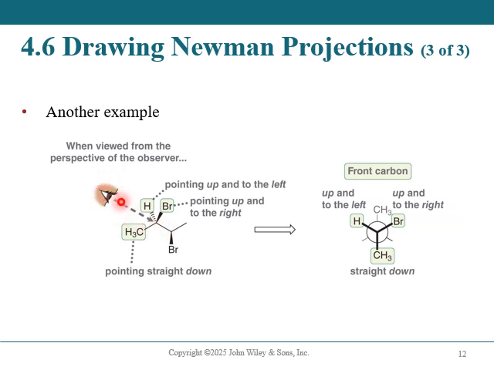So anyways, in the case of the observer, this is the carbon atom in the front, this is the carbon atom in the back. In the front, you have bromine. To the observer's right, to the observer's left, you would have hydrogen, and to the bottom or down, you would have a methyl group. So straight down, to the right, to the left.